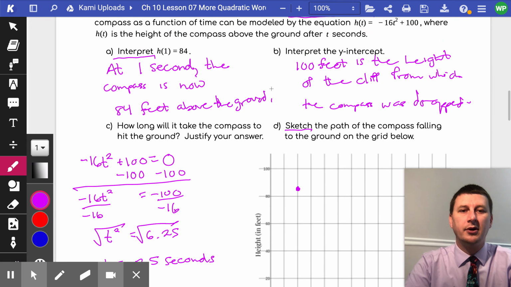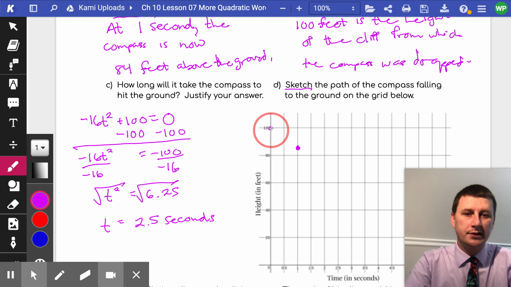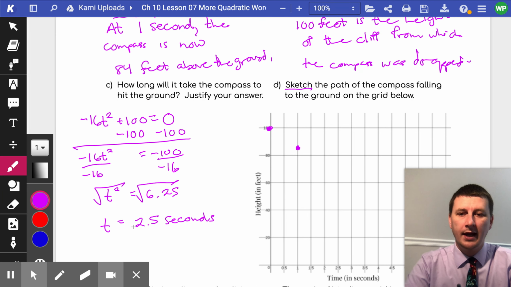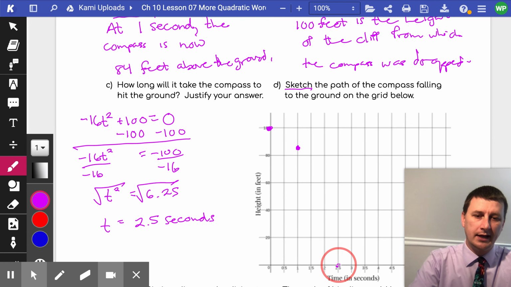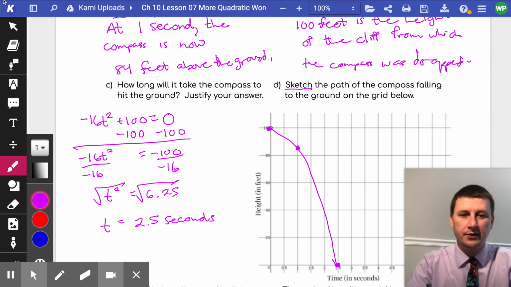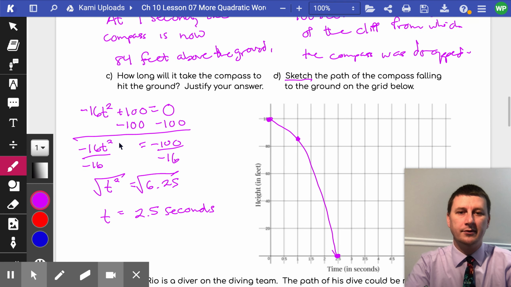Okay. In part B, it says the y-intercept is 100 feet. So we also know this point on the graph, 0, 100. And finally, we know where this compass is going to hit the ground, and that's going to be at 2.5 seconds. We're going to hit the ground. So based on these 3 points, we can make a nice smooth curve through these points to show the path the compass takes before hitting the ground.